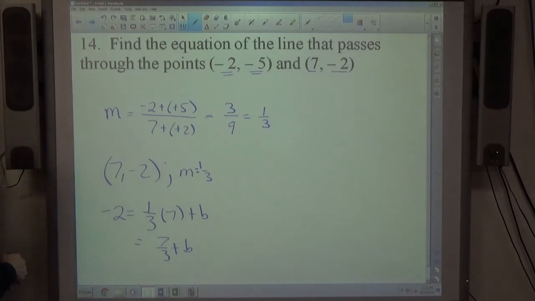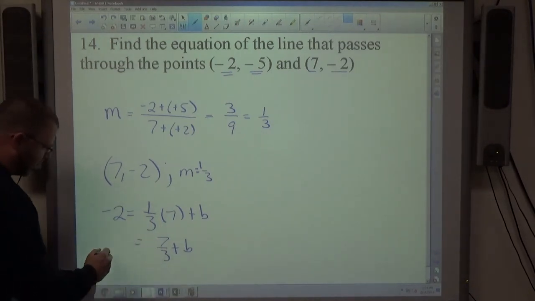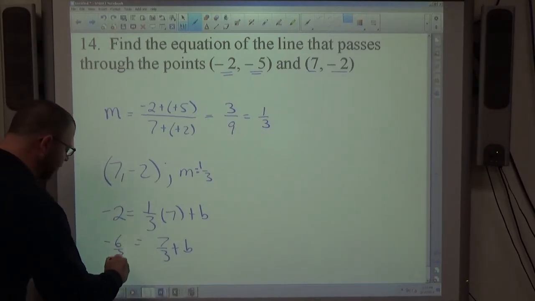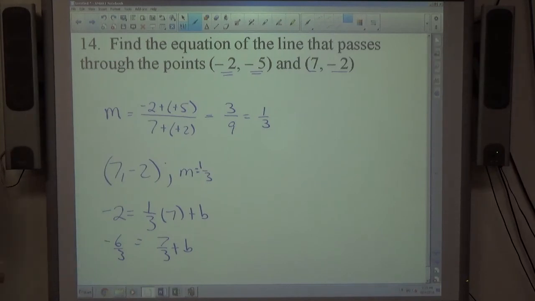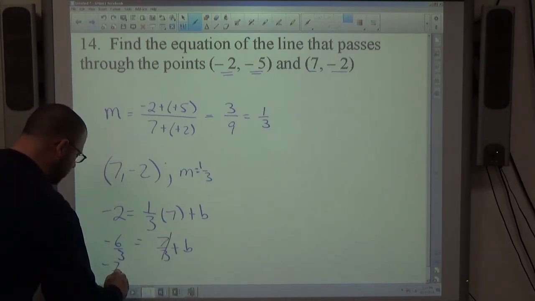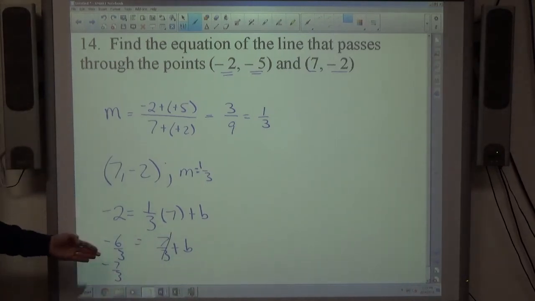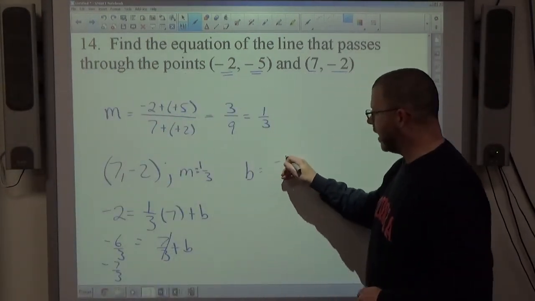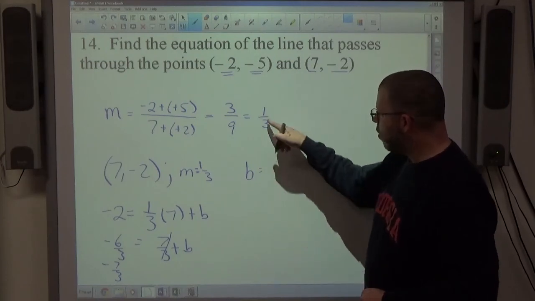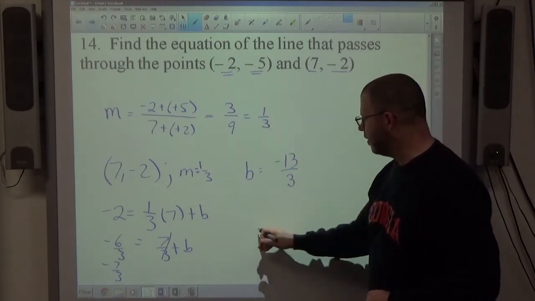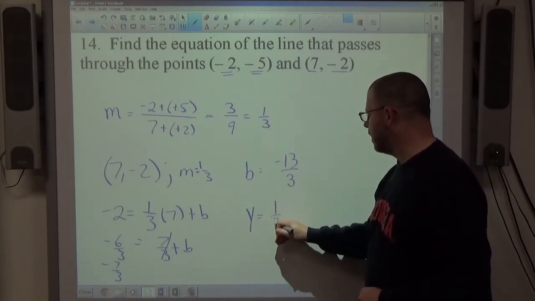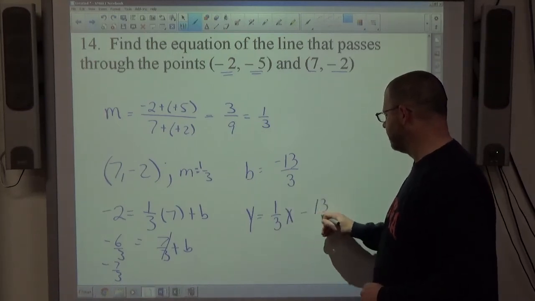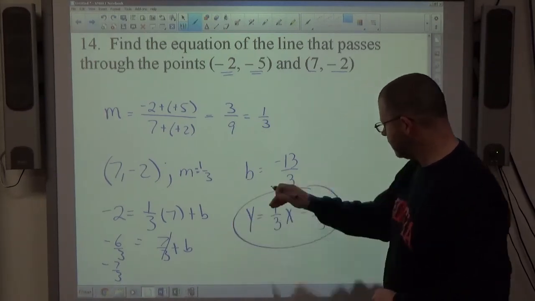7 times a third is 7/3. Since this is thirds, I need to make this negative 6/3, creating that common denominator. Move the 7/3 over. I'm going to add, because the signs are the same, and I'll end up getting b equaling negative 13/3. M is 1/3, b is negative 13/3, y equals mx plus b.